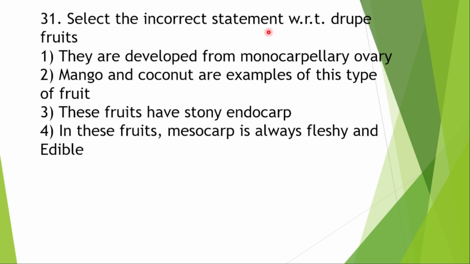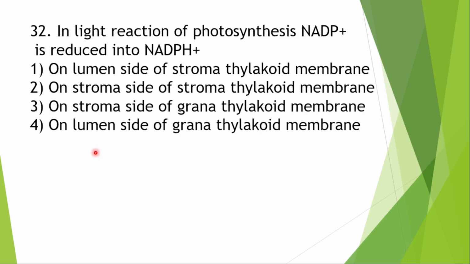31. Select the incorrect statement with respect to the drupe fruit. They are developed from monocarpellary ovary. Mango and coconut are examples of this type of fruit. These fruits have the stony endocarp. And then fourth one, in these fruits mesocarp is always fleshy and edible. Here the right option is option 4. In this fruit mesocarp is always fleshy and edible is incorrect about the drupe fruit.